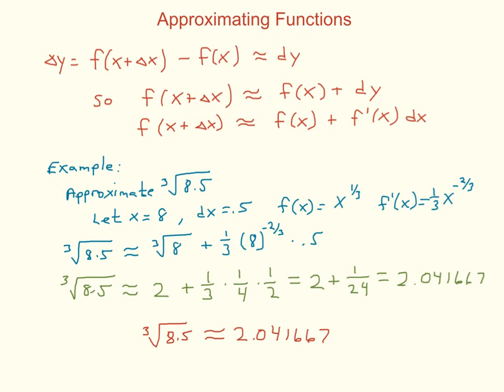So our approximate value for the cube root of 8.5 comes out to be 2.041667. If you actually go through on your calculator and take the cube root of 8.5, you're going to find that this is a fairly close approximation. It is accurate to 2 decimal places. And so we're not too far off from having a very decent approximation of that cube root.